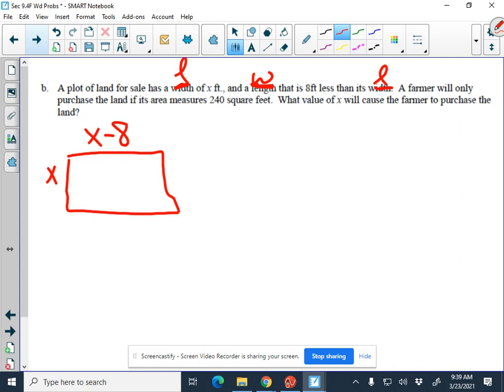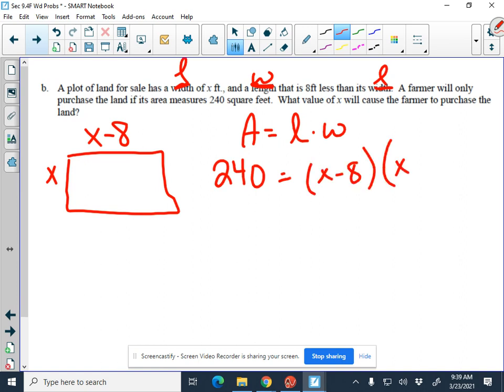They'll only purchase it if the area is 240. Okay. So here's the formula. Area equals length times width. 240 is the area. The length is supposed to be X minus 8. The width is supposed to be X. And we have to try to solve for X. Okay?